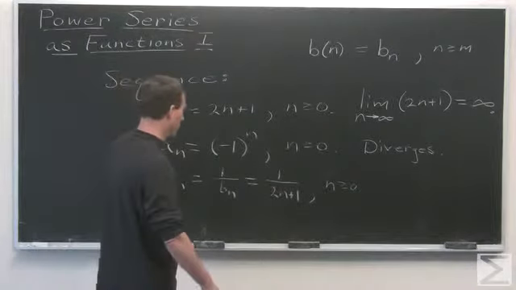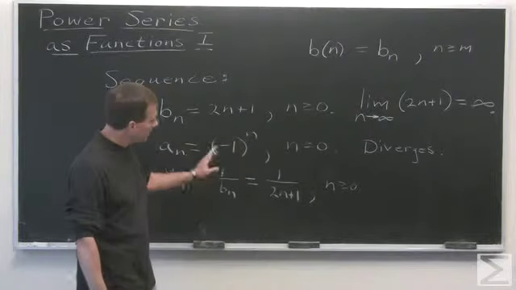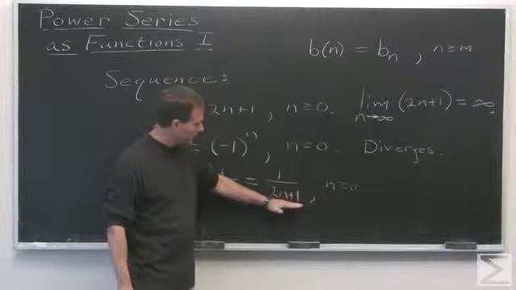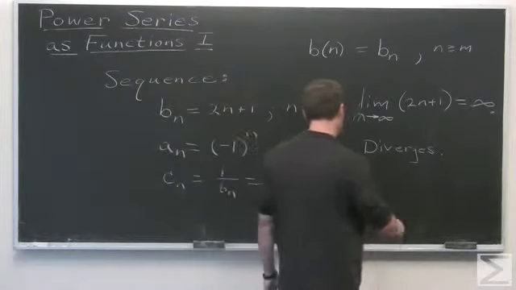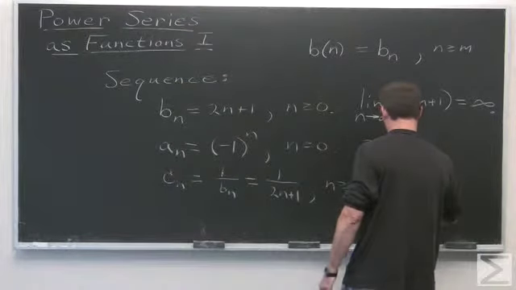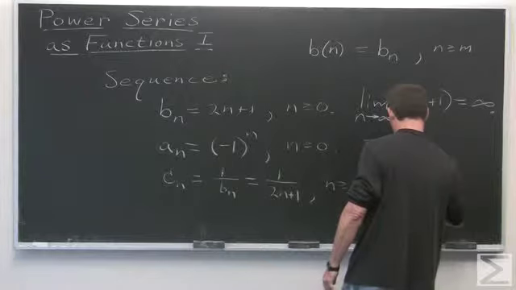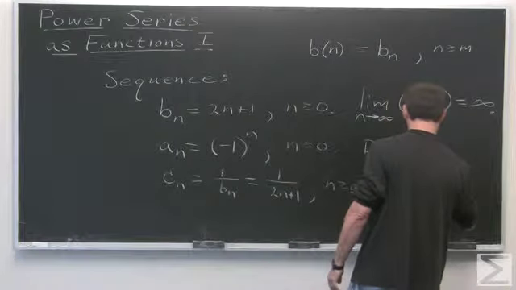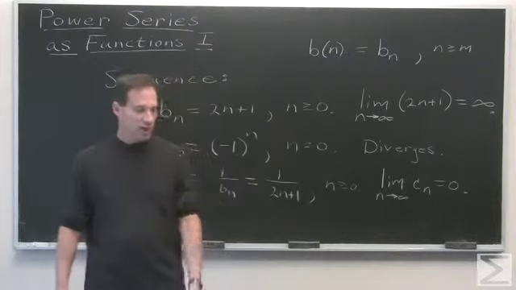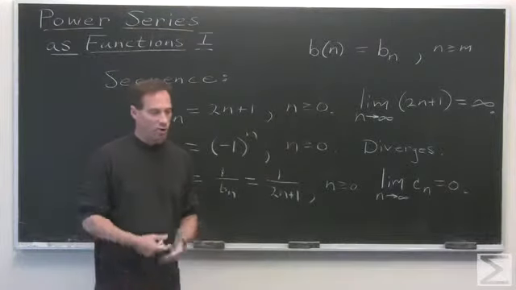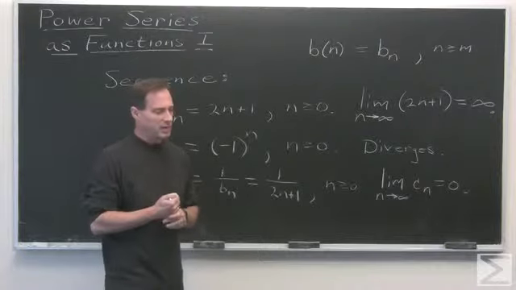Here, finally, here's one that converges because as n gets really, really big, 2n plus 1 gets really, really big, but 1 over that gets closer and closer to 0, so at least this one converges. The limit as n goes to infinity of c sub n is 0. Okay, that's not too shocking. We've talked about sequences before, and we've used limits for a long time.